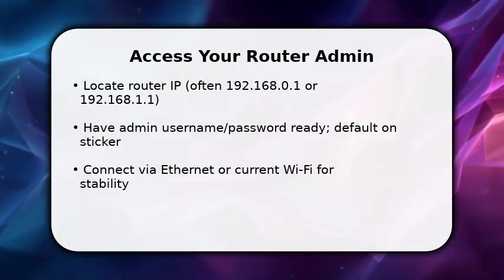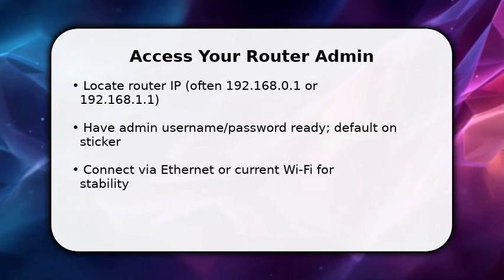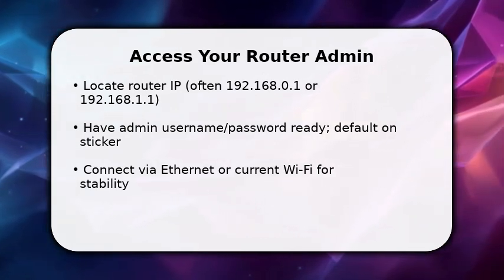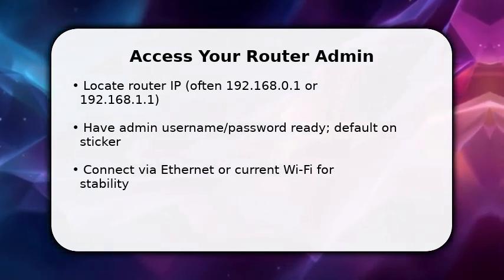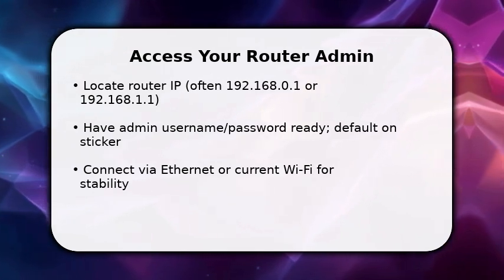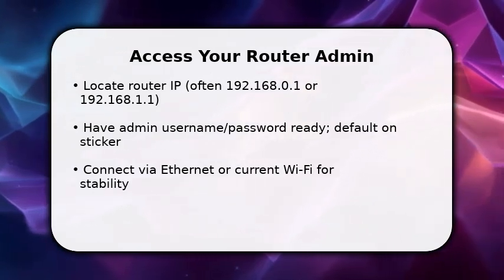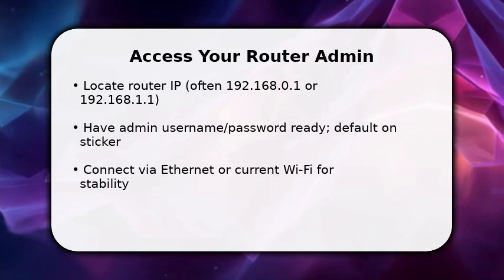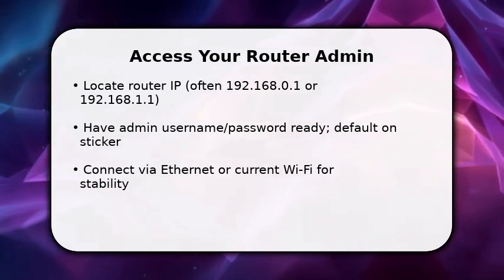You start by opening a browser and entering the router IP. This takes you straight to the admin console. Use the admin username and password. Defaults are on the router if you never changed them. If you can, plug in an Ethernet cable to avoid drops while changing settings.